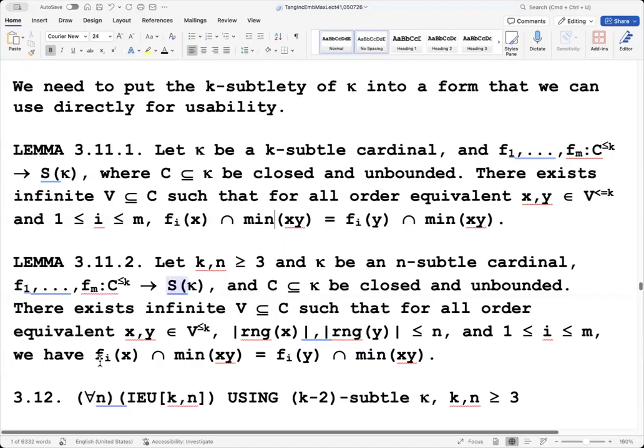Okay, and then this is a trivial restatement of this, where the ranges, where we control the number of elements of the different elements of the set of the tuples. And the difference here is that I'm getting away with an n subtle cardinal and not, I don't need a k subtle cardinal. I just need an n subtle cardinal with this.